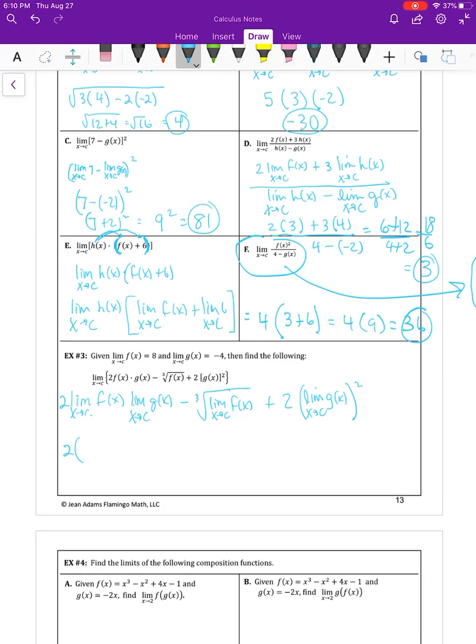So f of x is 8. G of x is negative 4. F of x is 8. G of x is negative 4. So for this one, I get negative 64 minus 2 plus 2 times 16, 32. So negative 64 and positive 32 is negative 32, and negative 2 is negative 34. So that should be your limit for example number 3. I think I'm going to stop here.